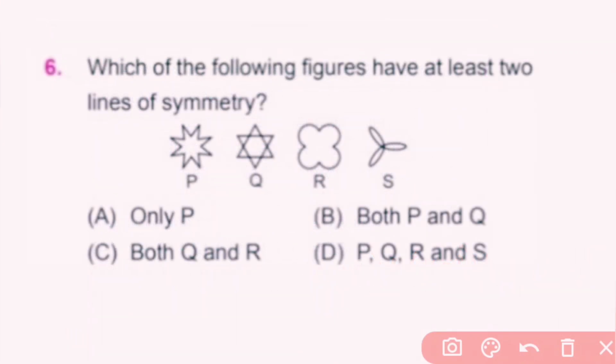Question number 6. Which of the following figures have at least 2 lines of symmetry? Here all the figures having more than 2 lines of symmetry. So here D is correct answer.